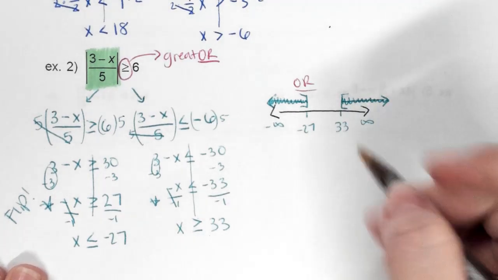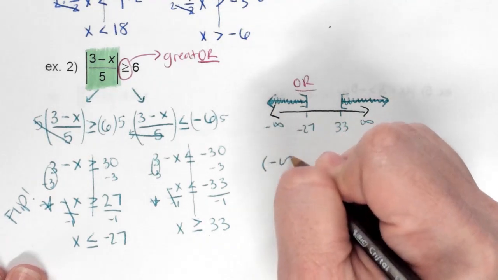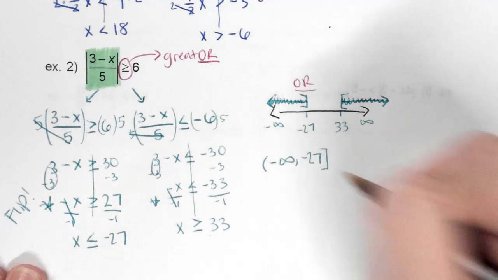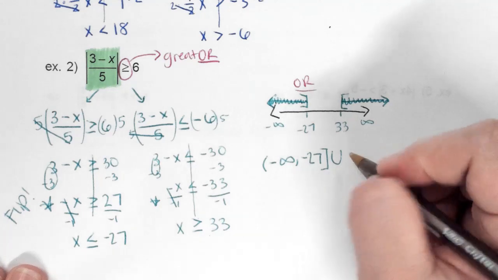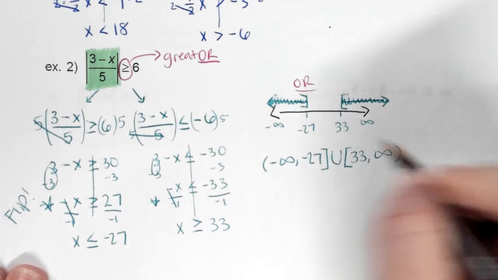However, there's a gap in the middle, so remember we use that U for the gap. So it goes to the left forever at negative infinity. That piece stops at negative 27 with a square bracket. There's a gap, so we use the U for union. Picks back up at 33 and goes to the right forever for infinity.